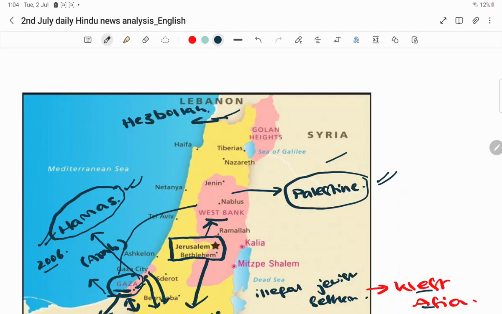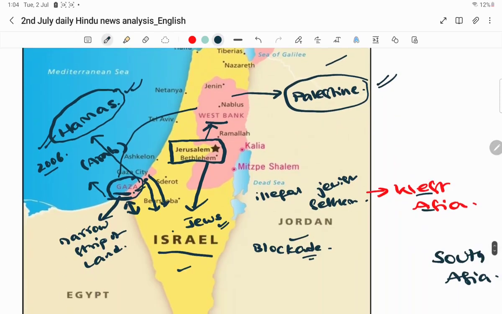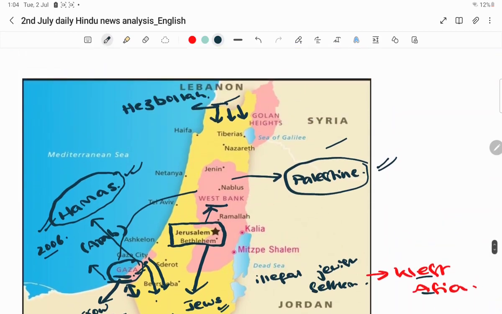So these Hezbollah people are also launching attacks on the northern side of Israel. On one front they are launching attacks from Hamas, and on the other side they are countering the attacks from Hezbollah, and there are even attacks from Iran as well, another important country. So now Israel is facing multiple challenges from different groups.